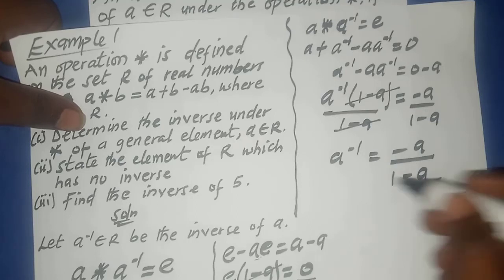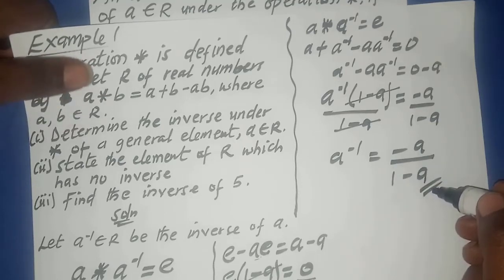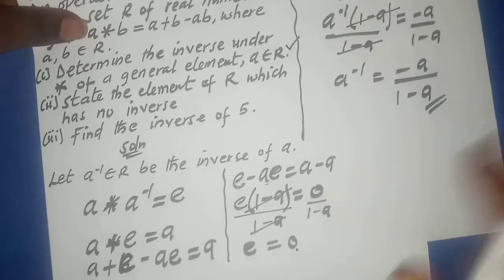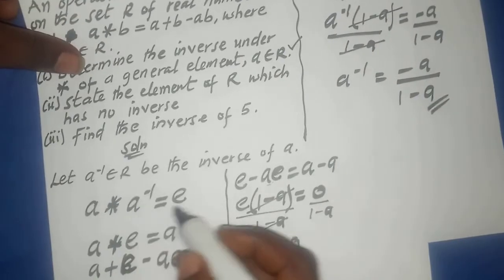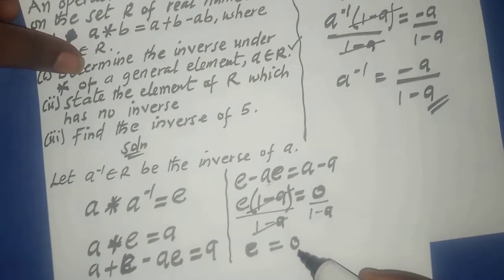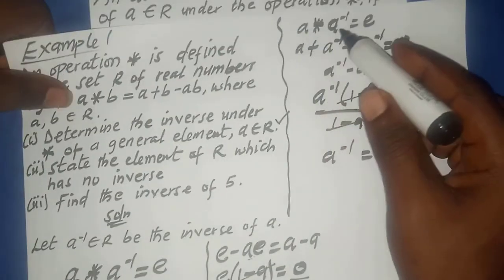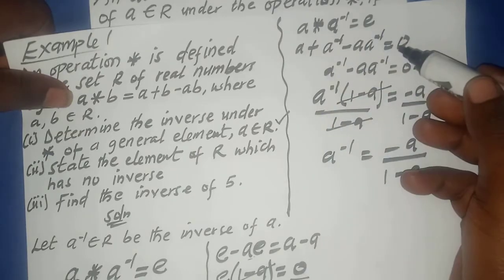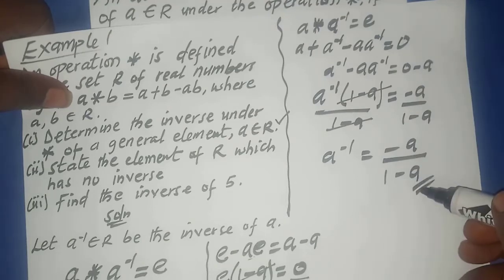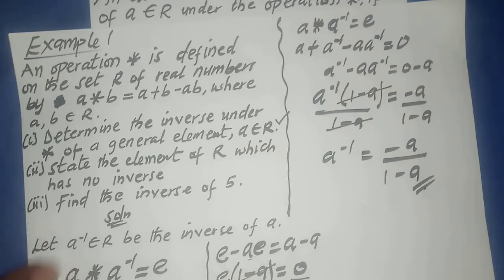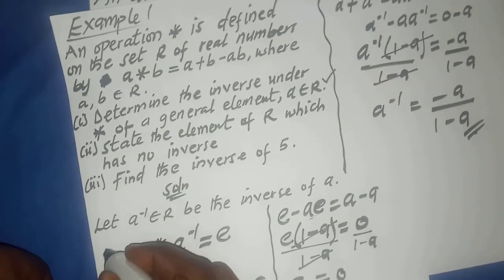This is the inverse of A. So we've answered the first question. We use the relation A operation the inverse should give you the identity element. Since you don't know the identity element, you find it, and you find it to be 0. Then you evaluate that, equate it to the identity element, and you get the inverse element of A to be negative A over 1 minus A. So that is the I.